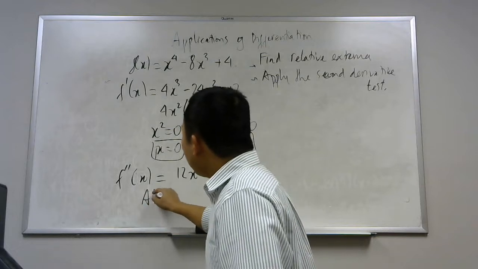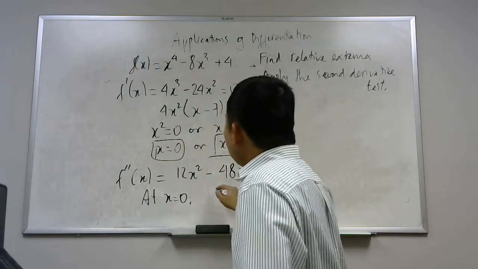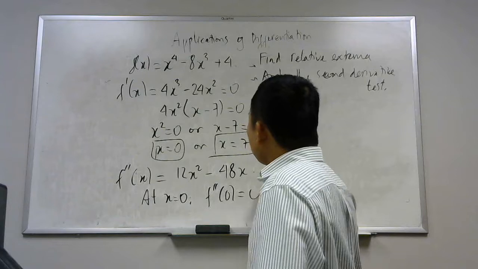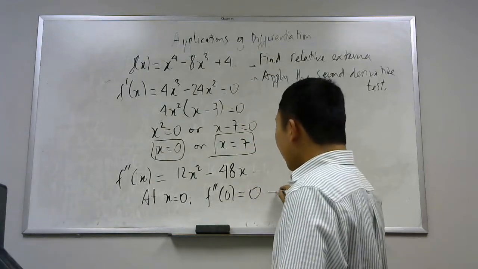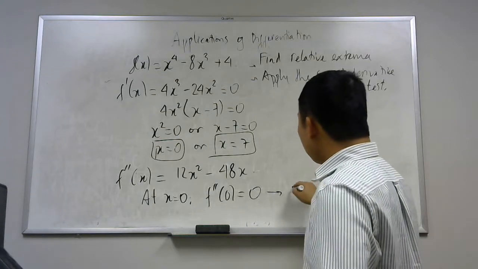For example, we say x equal to 0, the second derivative at 0 is 0. But you see, you plug 0 in here, you plug 0 in here, you get 0. So that is not an extreme point, right? That is an inflection point.